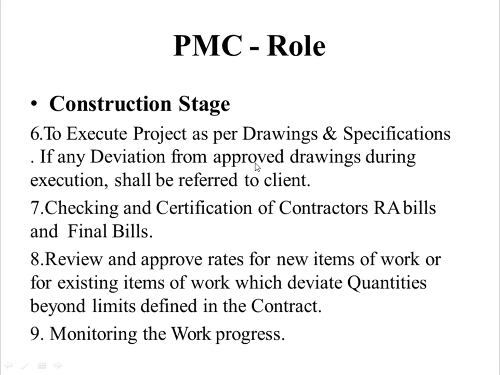If there is any deviation from the approved drawings during the execution, that shall be referred to the client. Checking and certification of contractors' RA bills and final bills. RA bills means running account bills, and the final bills. Then review and approve rates of the new items of work or for existing items of work which deviate from quantities beyond the limits specified or defined in the contract, and then monitoring the work progress.